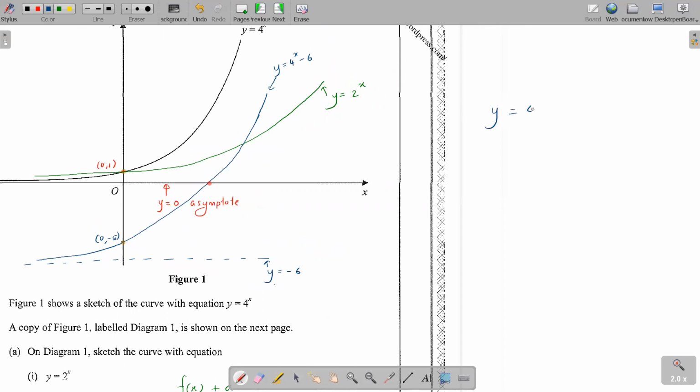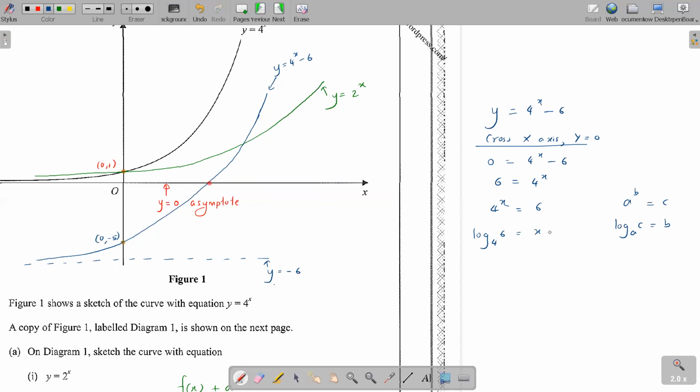So for the y equals 4 to the power x minus 6 graph, when you cross the x-axis, y should be 0. So when y is 0, 4 to the power x minus 6 equals 0, so 4 to the power x equals 6. Now it's a matter of converting log to index, isn't it? Let me write it in the proper way. If a to the power b equals c, then logarithm base a of c equals b. Right? So this is the conversion. So this is log base 4 of 6 equals x.